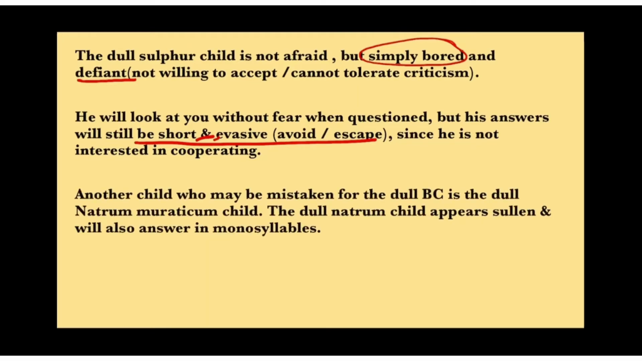Another child who may be mistaken for Baryta carb is the dull natrum muriaticum child. So there is the calcarea child, the sulfur child, and the natrum muriaticum child. The dull natrum child appears sullen and will also answer in monosyllables. Monosyllable means only a single word. So he answers in a single word. That is the natrum muriaticum child.